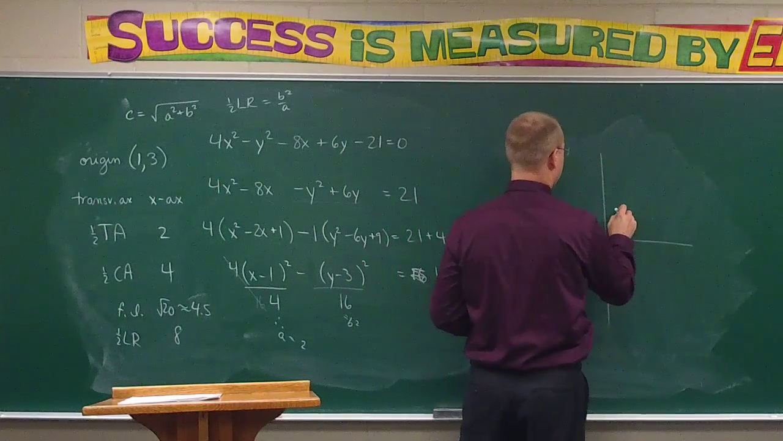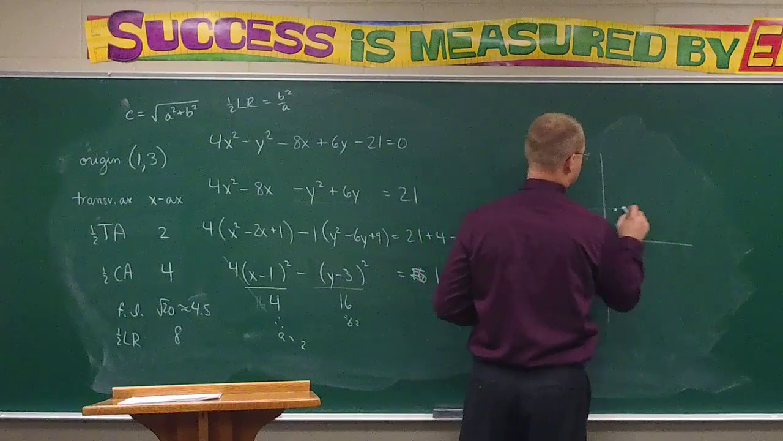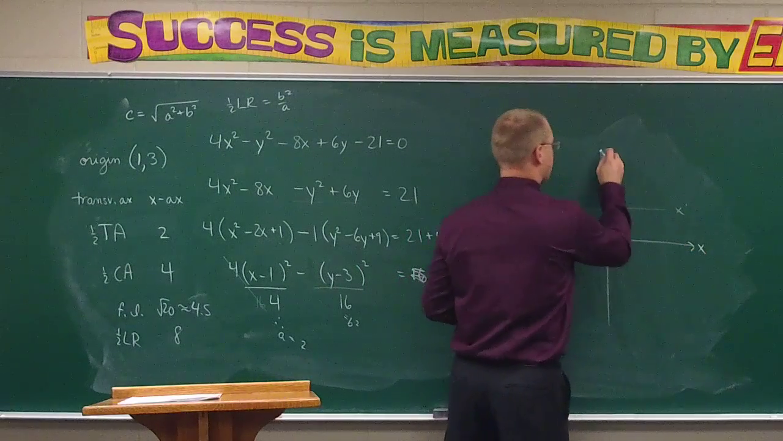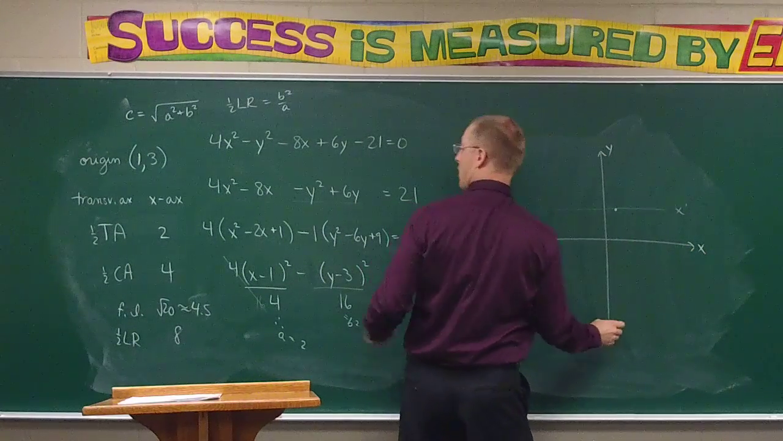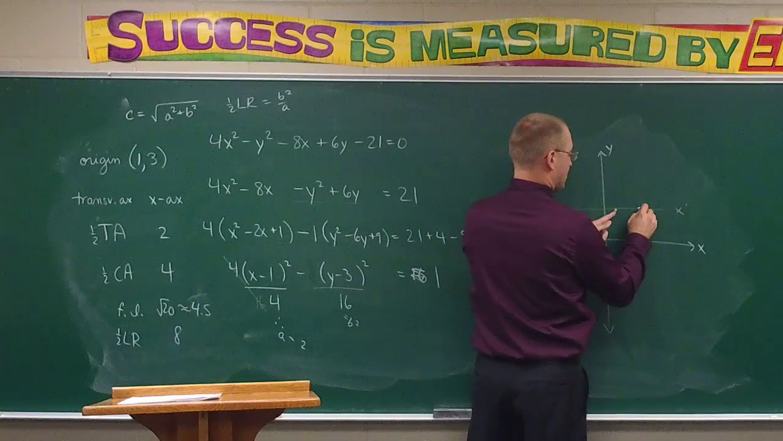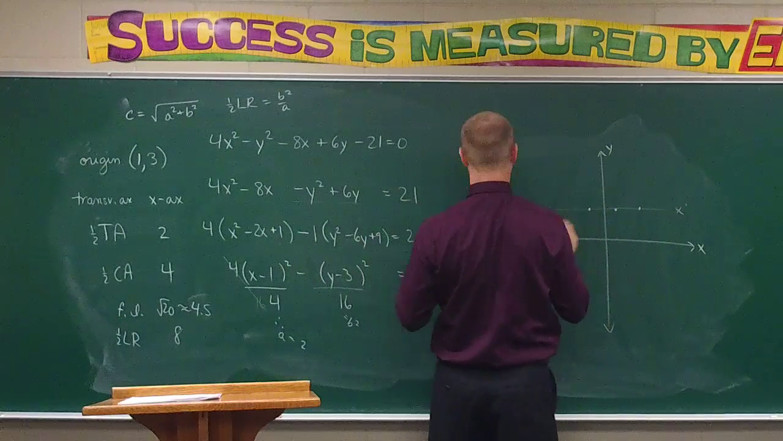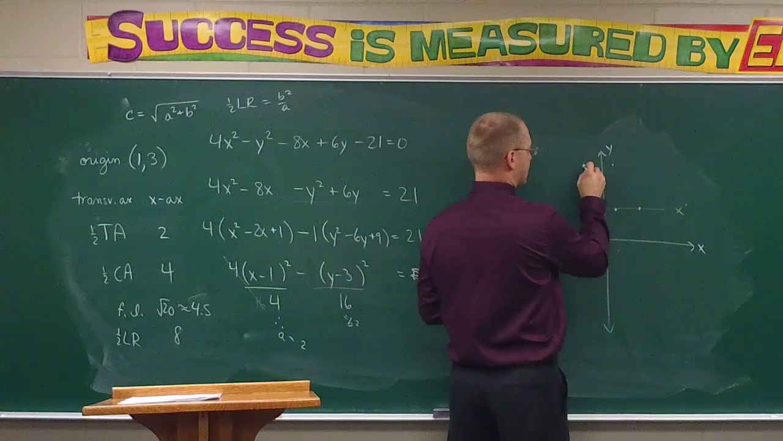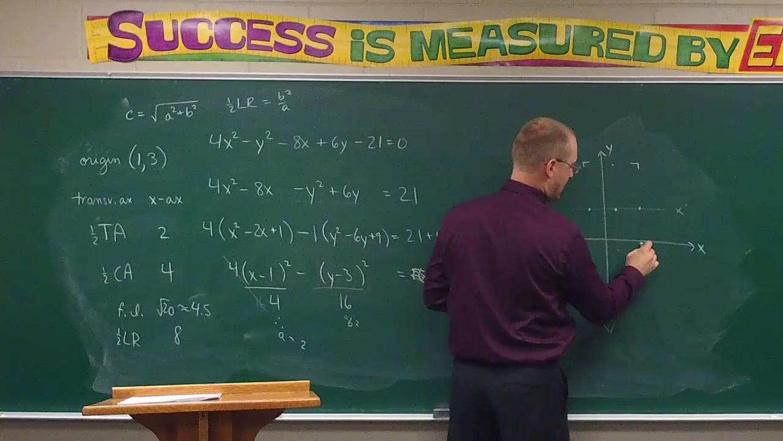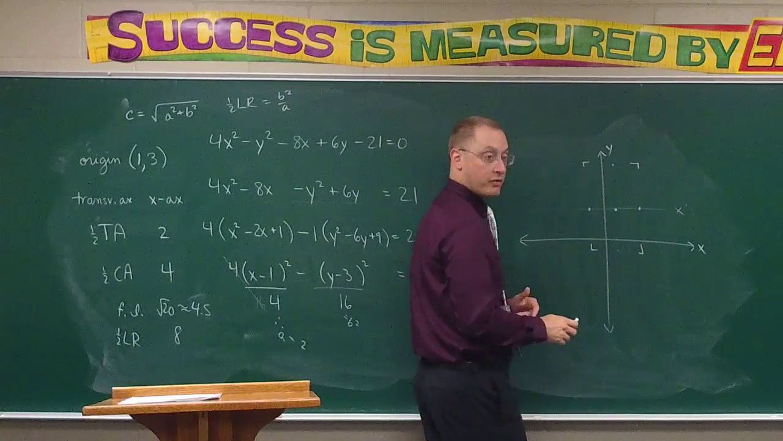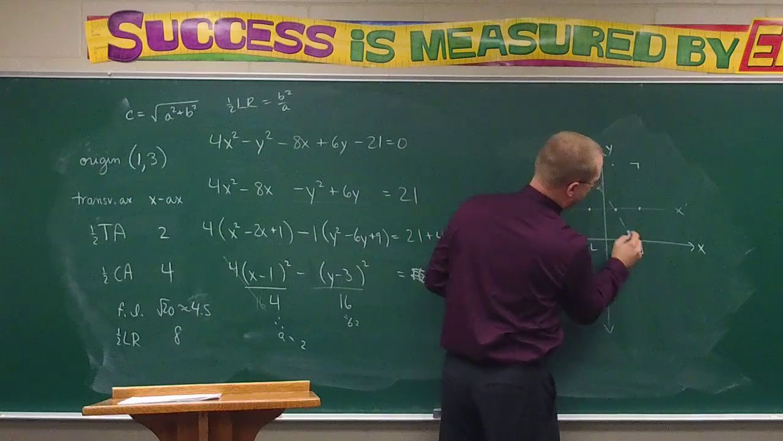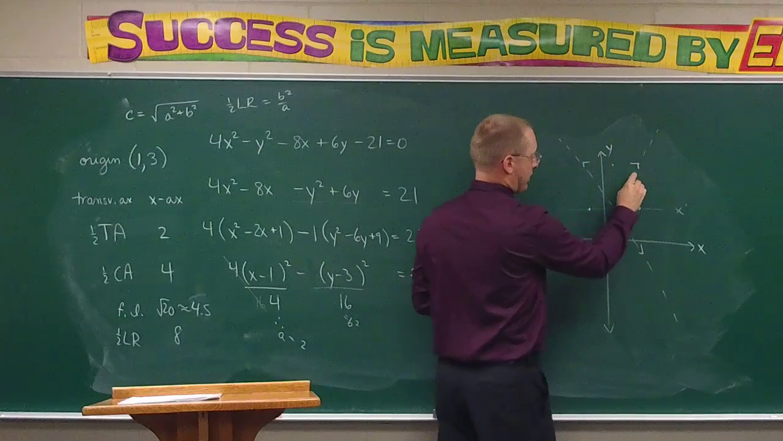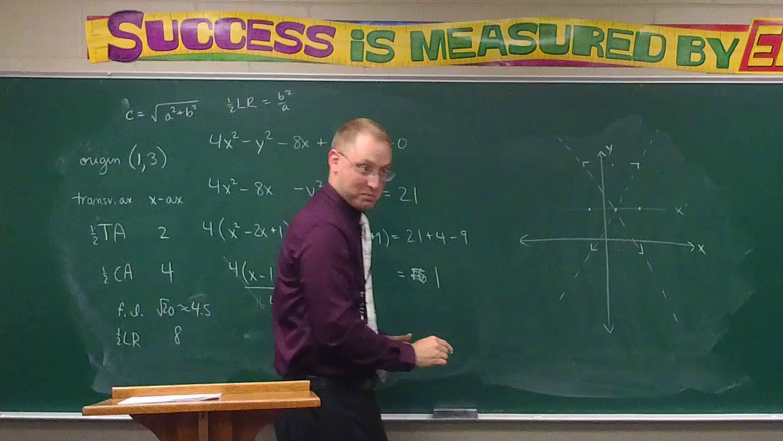We're going to go to 1, 3. We're going to draw a new x prime axis. We're going to go 2 along the transverse axis. We're going to go up 4 to the conjugate axis, and that, remember, helps me to get the 4 corners of the fundamental rectangle through which we draw our asymptotes.